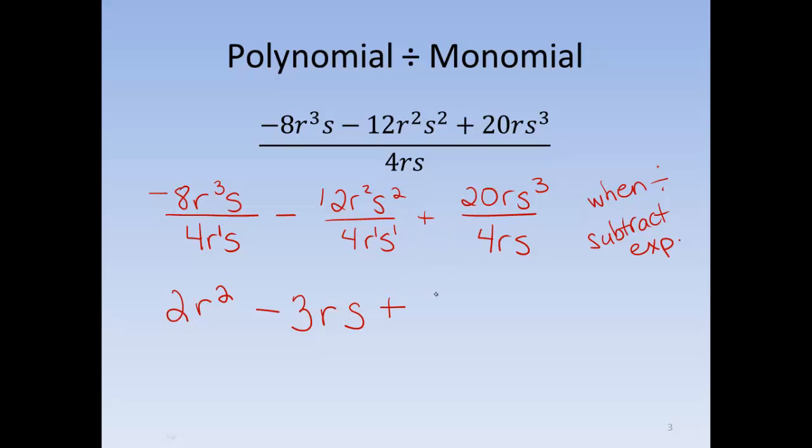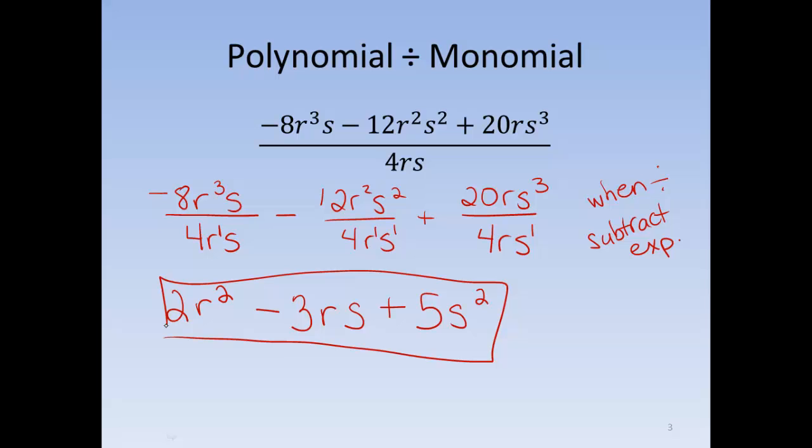Plus 20 over 4 is 5. R over r cancels. S to the third over s to the first is s squared. Final answer. Polynomial divided by a monomial simply relies on your exponent rules.